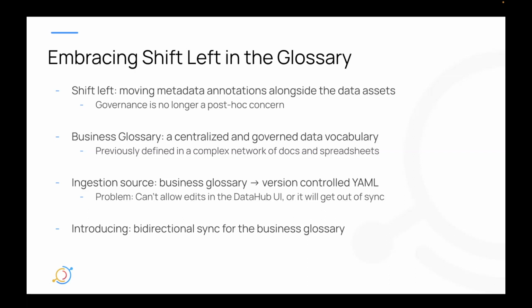The issue is, as soon as you do that, if you then make changes in the UI, the file and the UI will get out of sync. And so often, whenever you do a YAML-based business glossary, you have to disallow edits to the glossary through the UI, which produces a subpar experience. So that's why we're introducing a GitHub action that enables bi-directional sync for the business glossary.